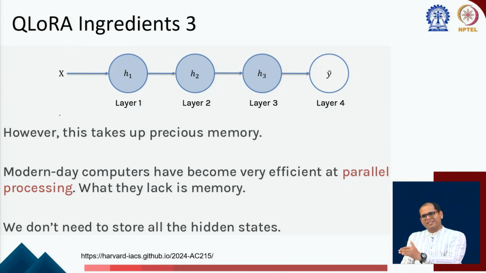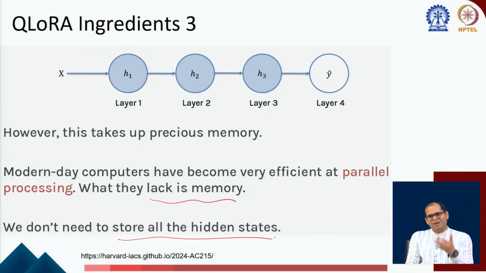If you have to continue storing these activations, it takes a lot of memory, and that's where you can go out of memory. What has been seen is that it's easier for computers to recompute things than to keep them in memory, because what computers lack is memory, and they are very good at processing. So they can do this trade-off: whenever a particular activation has been used and you have gone to the next activation, you can get rid of it, and whenever you need it during backpropagation, you can recompute it, right? So that's the idea. You don't need to store all of these hidden states. You can recompute whatever is needed.